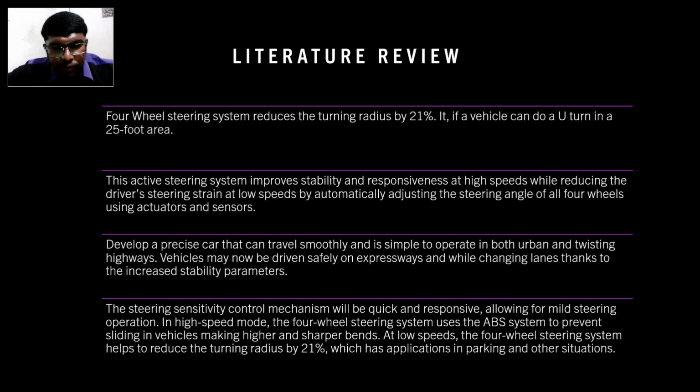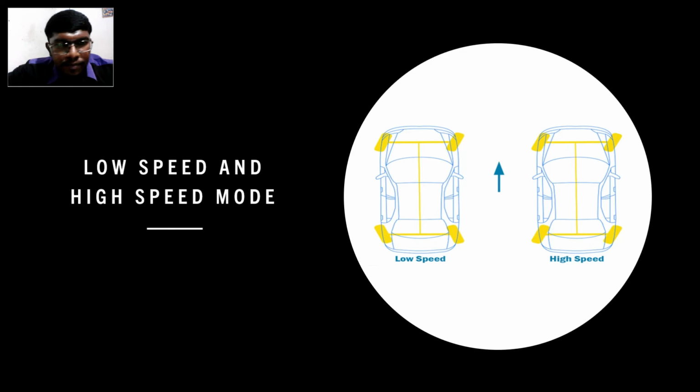In high-speed mode, the four-wheel steering system uses the ABS system to prevent sliding in vehicles making higher and sharper bends. At low speeds, the four-wheel steering system helps to reduce the turning radius by 21%, which has applications in parking and other situations. This one is for low speed mode.